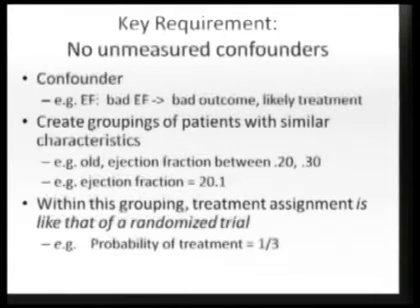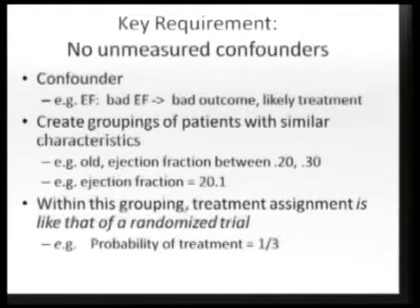And how do observationalists deal with this? Well, the approach is to create groupings of patients who have similar characteristics, not necessarily in terms of what we can measure. So for example, on the basis of data and investigation, you might look at people who are old and have ejection fractions between 0.2 and 0.3 as saying these are similar characteristics of patients. Or even more finely, we can say let's consider people who have a specific ejection fraction.